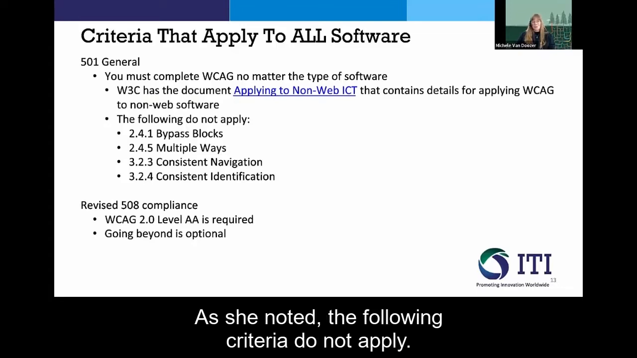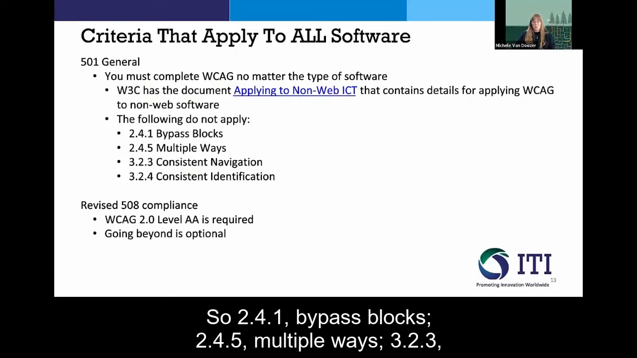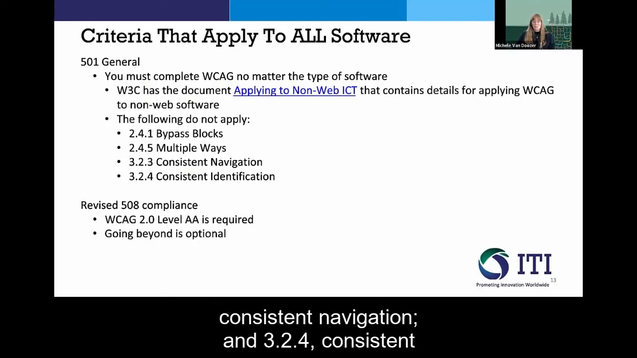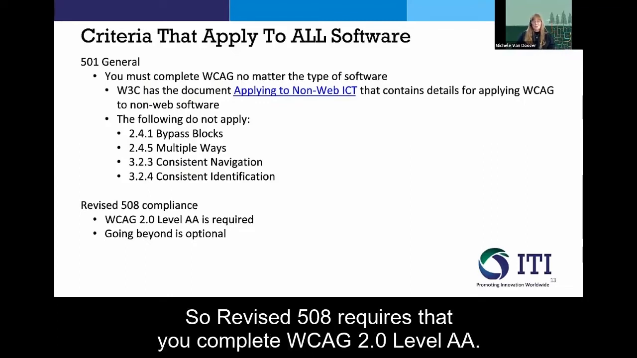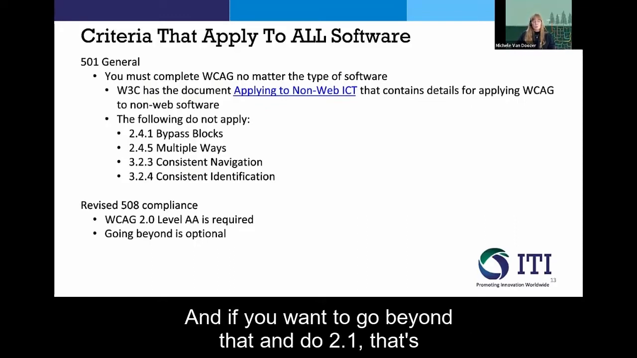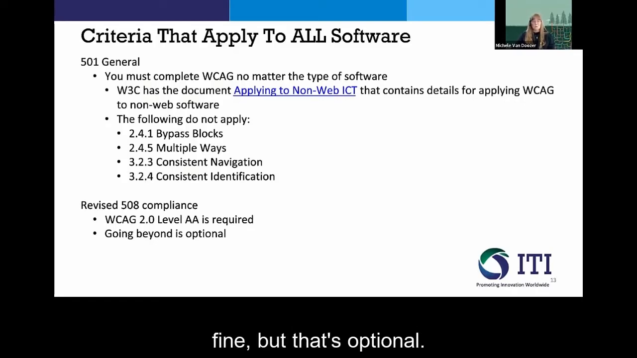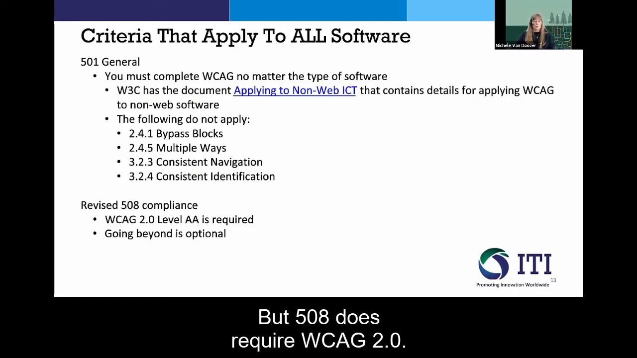As she noted, the following criteria do not apply: 2.4.1 bypass blocks, 2.4.5 multiple ways, 3.2.3 consistent navigation, and 3.2.4 consistent identification. So revised 508 requires that you complete WCAG 2.0 level AA. If you want to go beyond that and do 2.1, that's fine, but that's optional. But 508 does require WCAG 2.0.